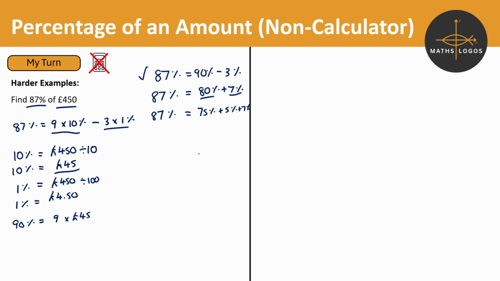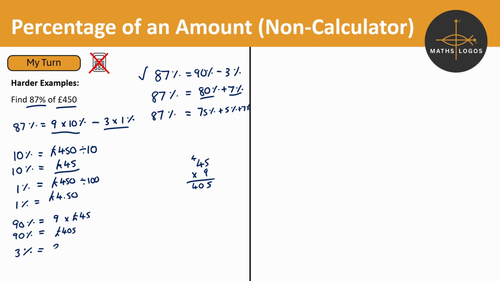And again, it's non-calculator, so we'll have to do this calculation. 45 multiplied by 9. Well, 9 multiplied by 5 is 45. And then 9 multiplied by 4 is 36. Add on this 4 to give me 40. So 9 multiplied by 45 is 405 pounds. That's the 90%. Let's get our 3%.